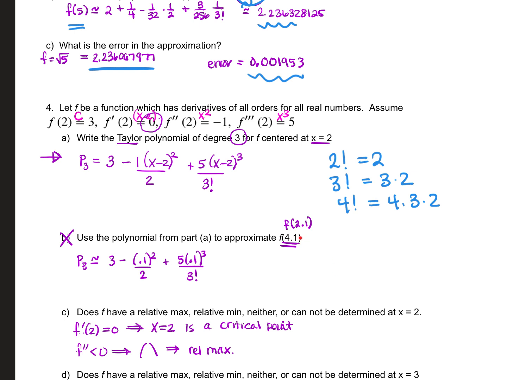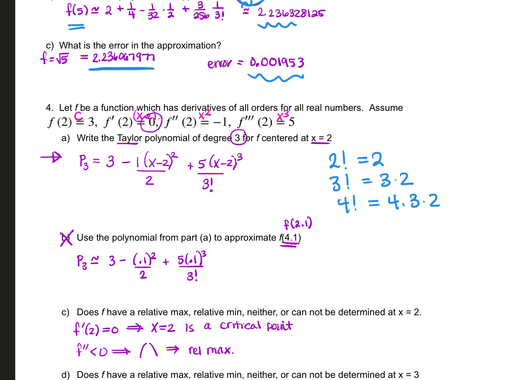So here we use the value to approximate f of 2.1. I just changed it to make it get a little bit closer. It says I go to 2.1, this is our Taylor polynomial. But looking at this, what I want to know, does this function have a max, min, or neither at x equals 2? Now we can only determine that where it's centered, because where it's centered is the only place it's exact. Everything else is an approximation.